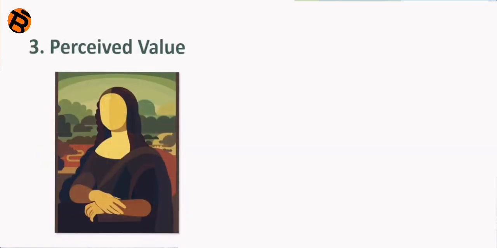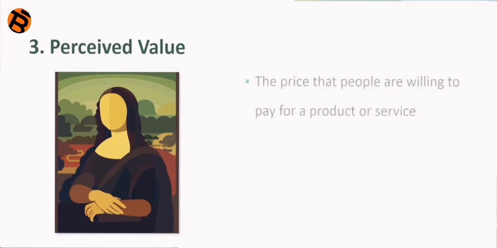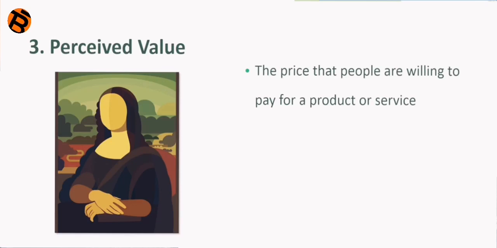Okay, the final one is the perceived value. Perceived value is the price that people are willing to pay for a product or service. And in the stock market game, it's the price that people are willing to pay for a share of a company. The perceived value is completely unrelated to the absolute value.